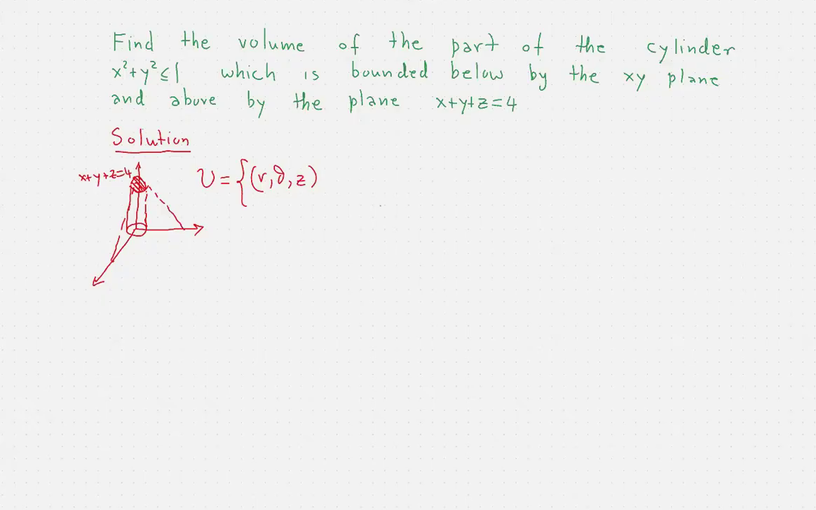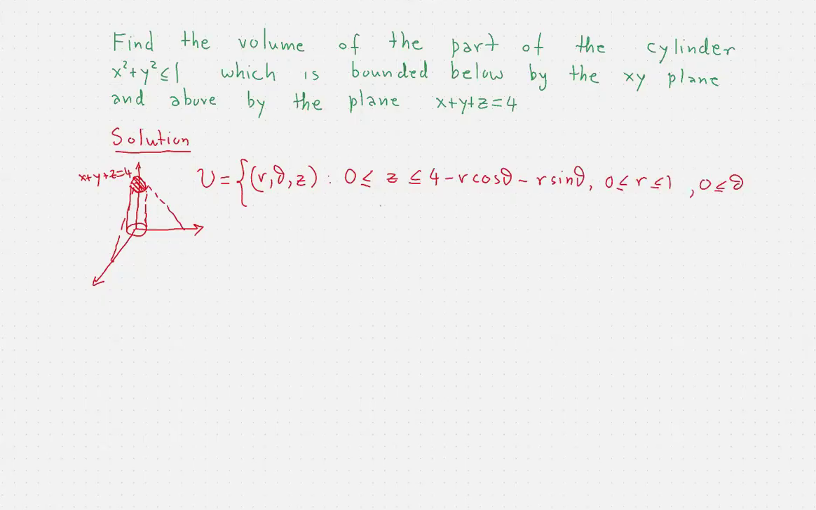So we will have that z is between 0 and 4 minus x. So instead of x, I'm writing r cosine theta, and minus y. And instead of y, I'm writing r sine theta. And here r is simply between 0 and 1. And theta is between 0 and 2 pi. Okay, so this is our domain.